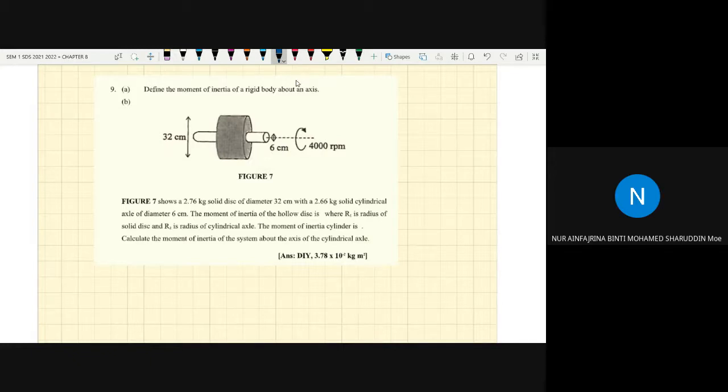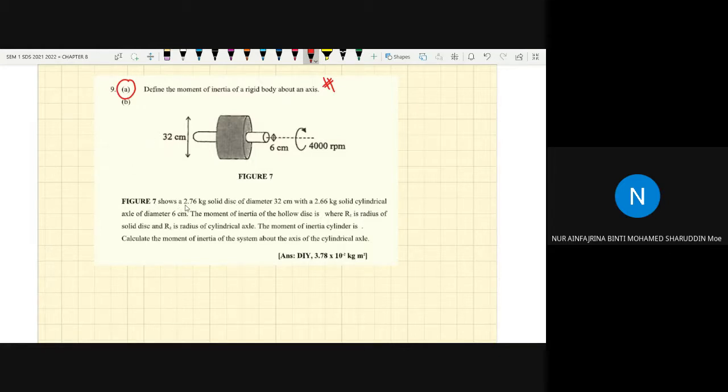Okay, 9A. Define the moment of inertia of a rigid body about an axis. Buat sendiri boleh? Buat sendiri ya. Define semua korang buat sendiri. Miss akan ajar yang more to calculation. Alright, let's look at B.